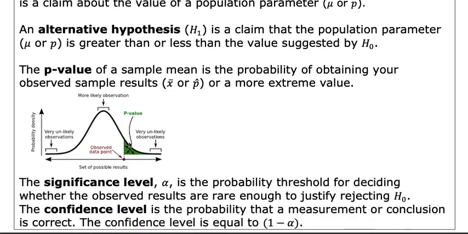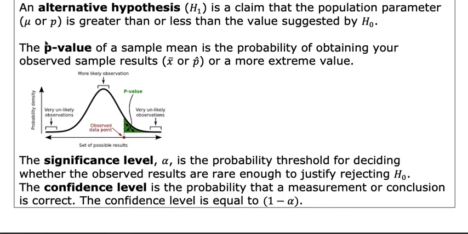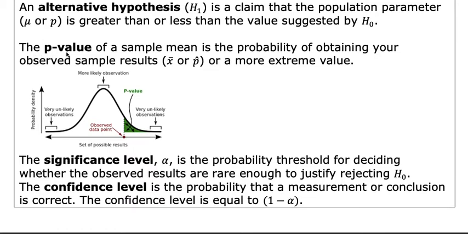So, in order to talk about how rare an observation is, we need the definition of the p-value. The p-value of a sample mean is the probability of obtaining your observed sample results, x bar or p hat, or a more extreme value.